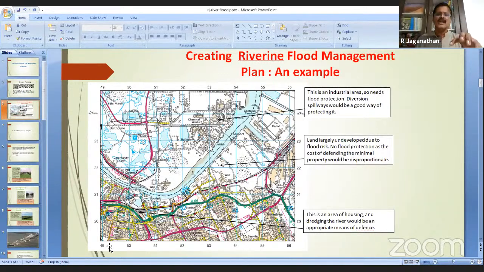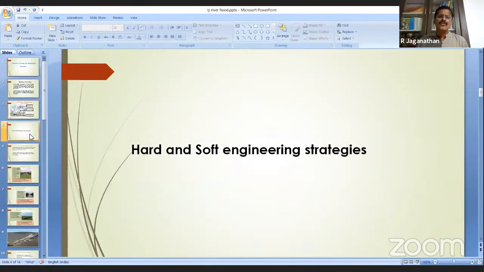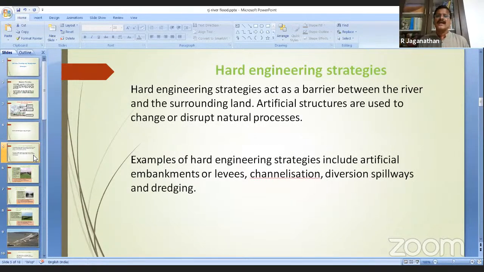So this is a small riverine ecosystem. You have industry, you have built-up area, and you have other areas, and we need to manage this. Basically, we have hard engineering strategies and soft engineering strategies. I just want to give a very brief idea about it so that we will be able to do really good research. Hard engineering strategies are very important. We have to spend more money on this, and this will act as a barrier between the river and adjoining agricultural land use or any other land uses.